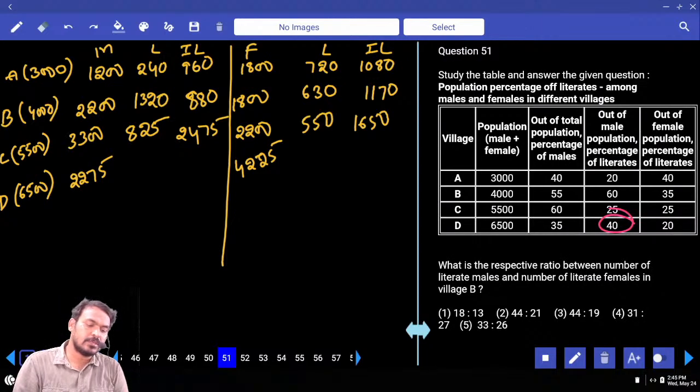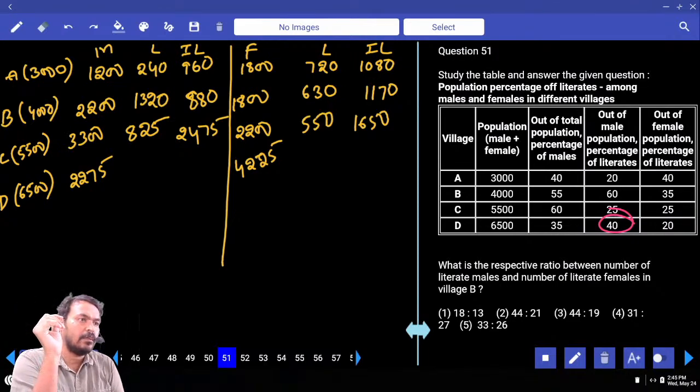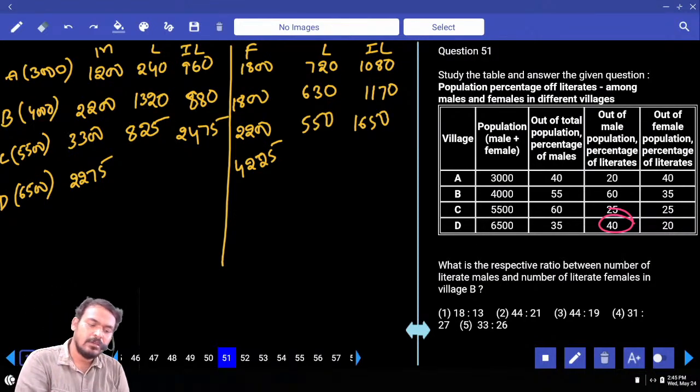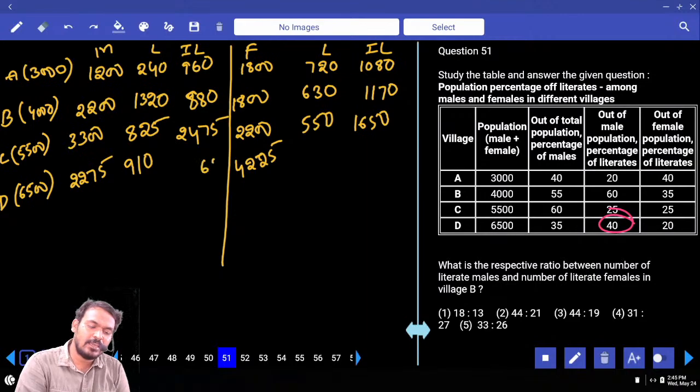40% of 2275. 10%, 227.5. 20%, 455. Double means 910. 910. What is the remaining? 2275 minus 910, 1365.